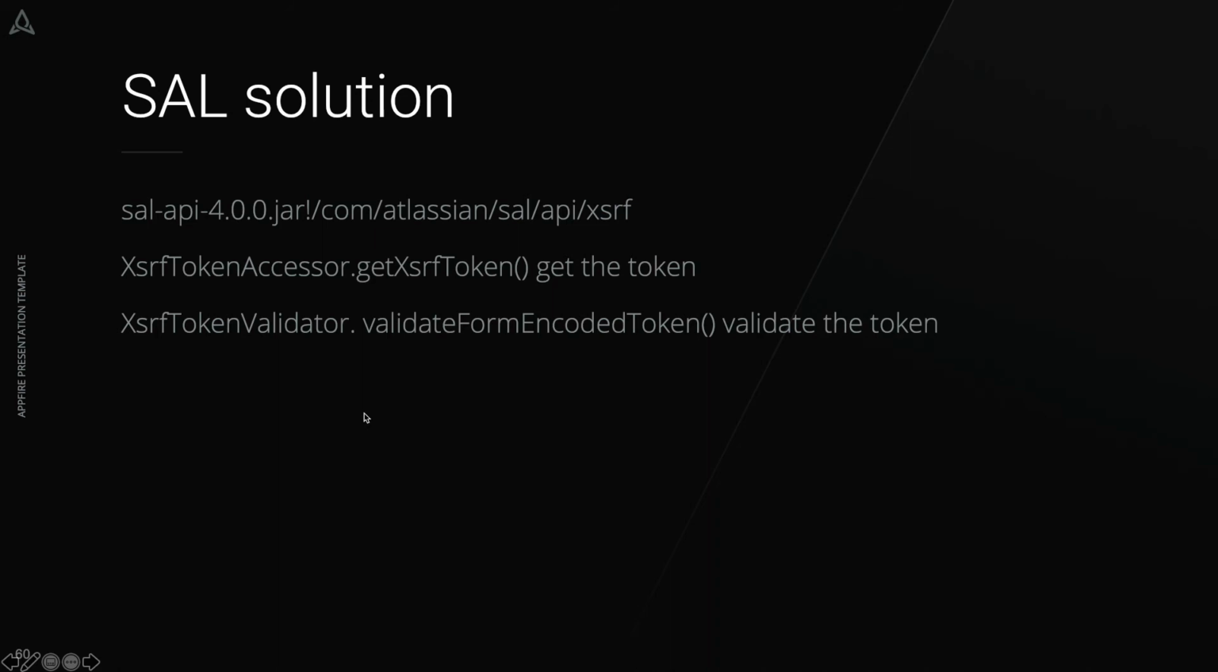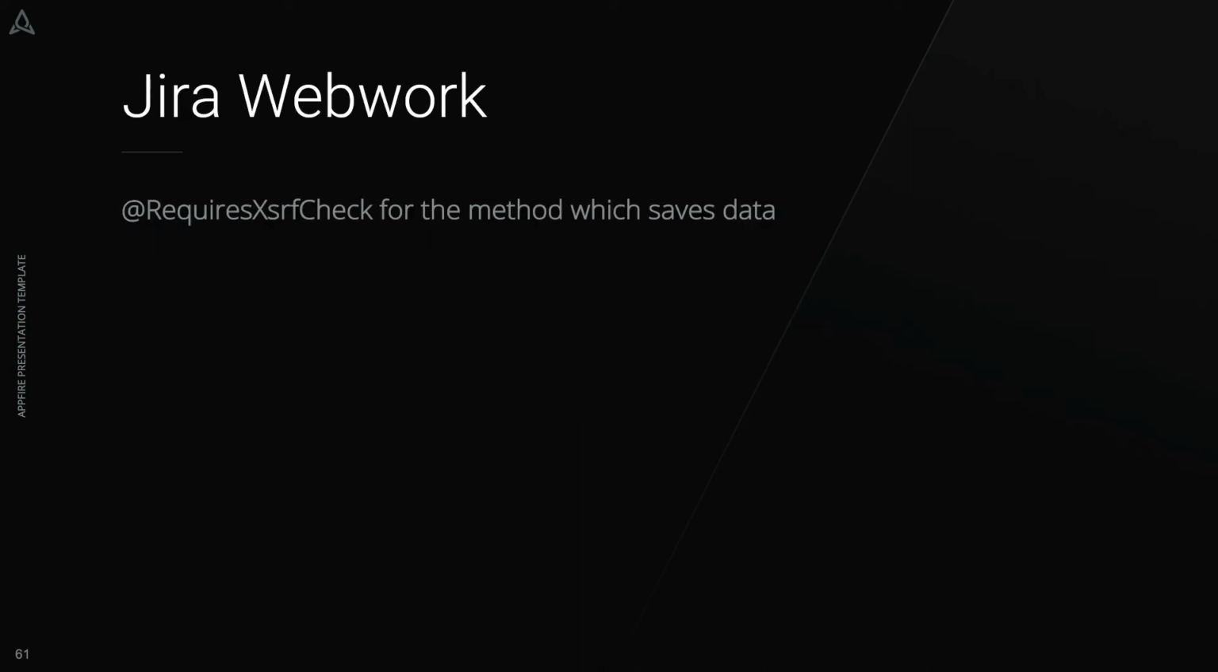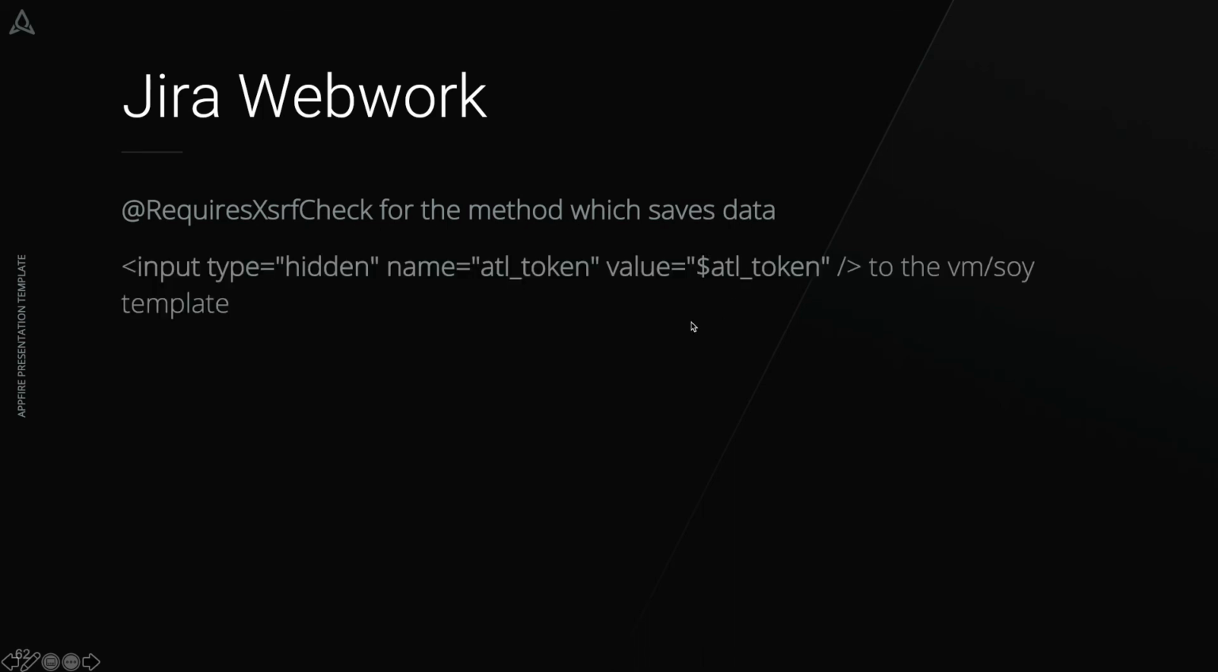So that's how you work with the SAL solution. But Atlassian also provides different ways to implement CSRF protection for different modules and applications. For example, Jira WebWork. If we've got a Jira WebWork, all we have to do is add the requires XSRF check attribute for the method which saves data, and then add the input type hidden to the VM or soy template.